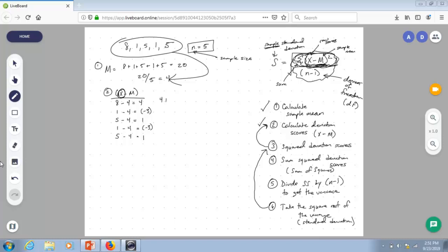If we add up 4 plus -3 plus 1 plus -3 plus 1, we will end up with 0. And if we try to take 0 and divide by 5, we're going to end up with 0. So we are not going to get meaningful information that way. How do we overcome this impasse? We overcome it by taking the square of all of our deviation scores.